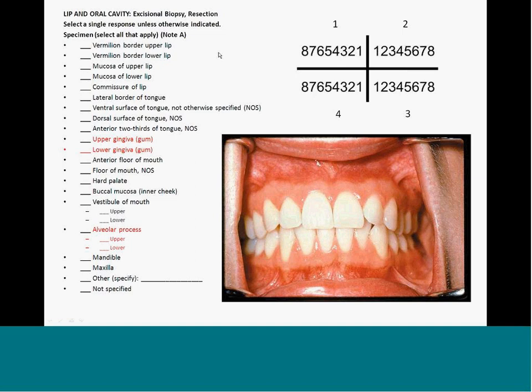Okay, so in the lip and oral cavity, just to go through the elements, first of all, the first element is the specimen type, or the specimen organs that were received, or portions of organs, and you have to select all that apply. And of course, in some of these sections from the oral cavity, it would include multiple sites within the oral cavity.